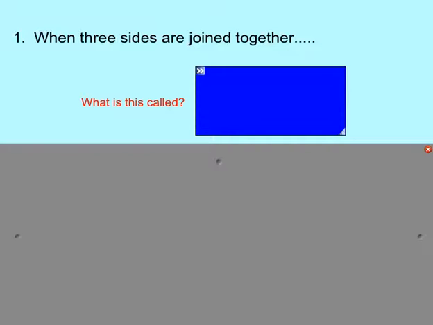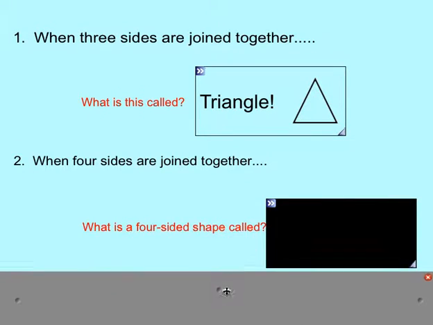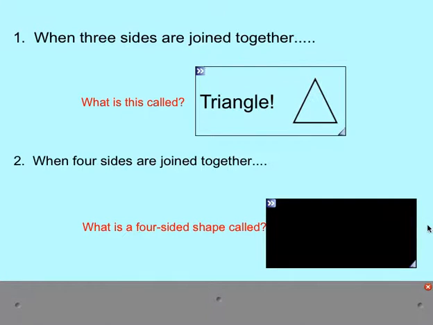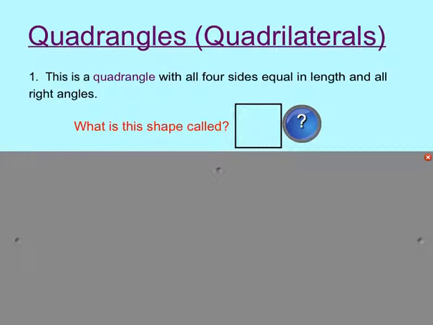Now that you know the three types of angles, let's talk about what happens when those angles get together, or their sides get together. When three sides are joined together, you know this, it's called a triangle. 1, 2, 3 sides, 1, 2, 3 angles or vertices. So what happens when four sides join together? If you said a quadrangle or a quadrilateral, you'd be correct. Now quadrilaterals can have fancy names, and we're going to talk a little bit more about some of the properties of them now.